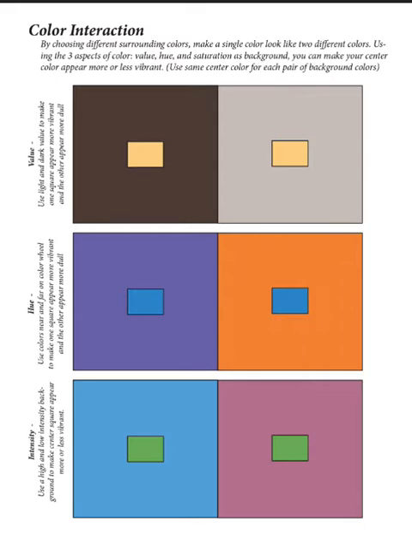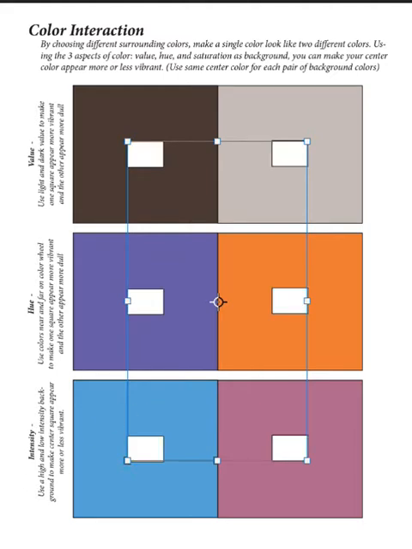Color interaction is just the interaction, or the way that colors may look different when there is a different background. For example, on this one, I'm going to change these all to white for just a minute, and we're going to play with dropping different colors in them. These are the same colors, but can you see how this one looks darker simply because there's a lighter background?